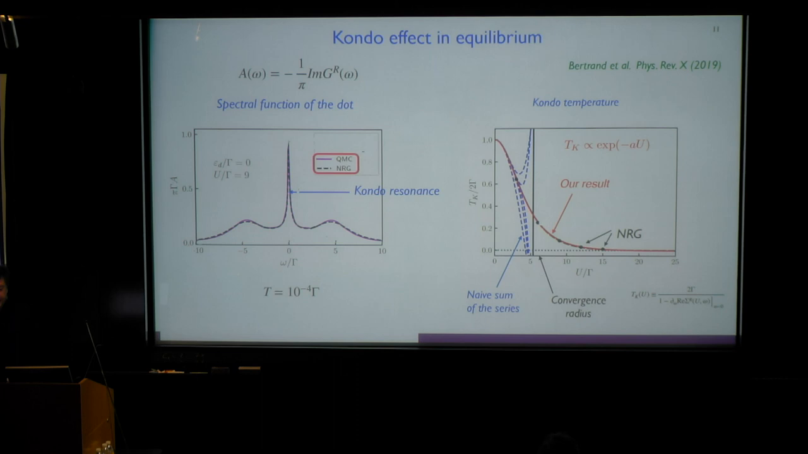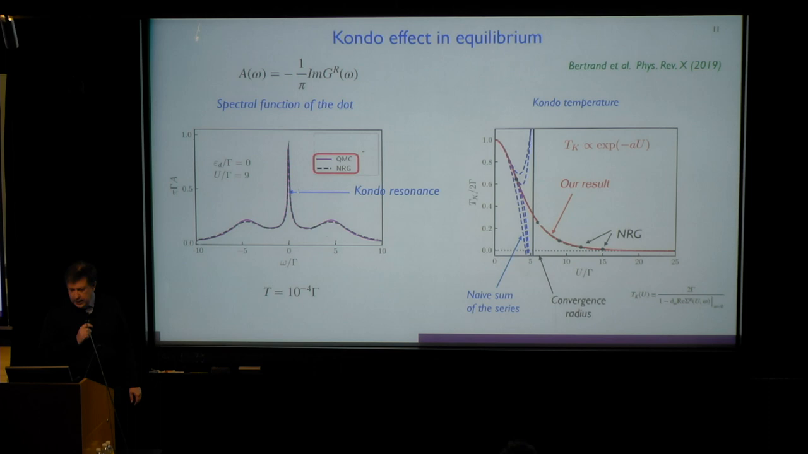However, if you don't do any resummation and you are naive about summing your series, you will get the green curve, the blue curve, if you start truncating your series at different orders, meaning there is a radius of convergence here. The resummation techniques I mentioned allow me to go further. So yes, we can do equilibrium calculations with this technique.